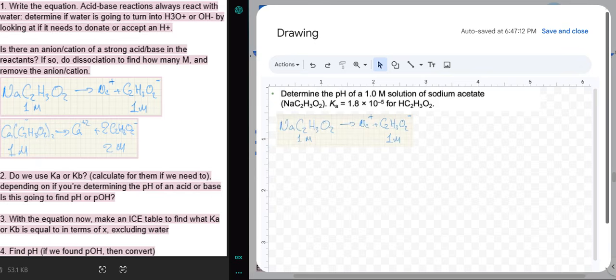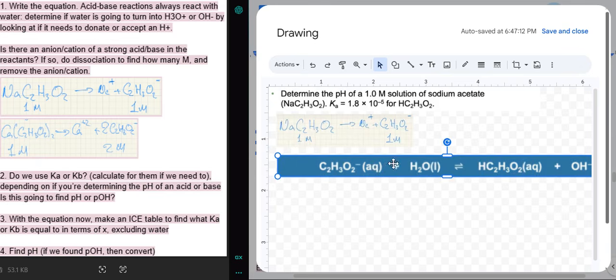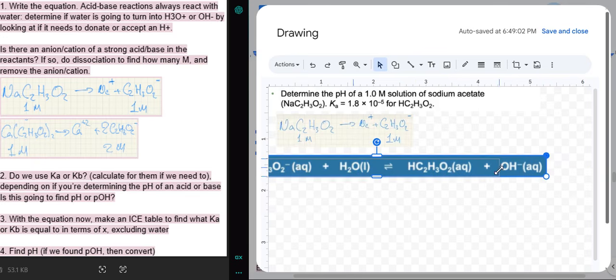And we do the same thing where we write the equation. Well, let's see. Okay. So we first write the equation, which is this.